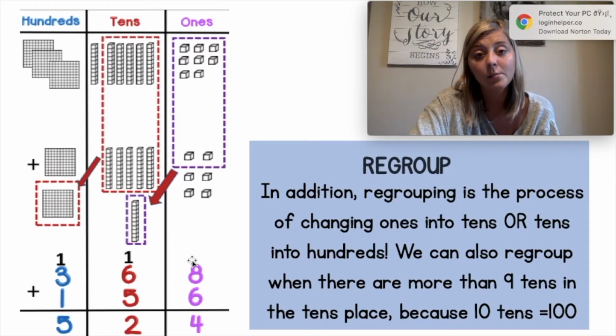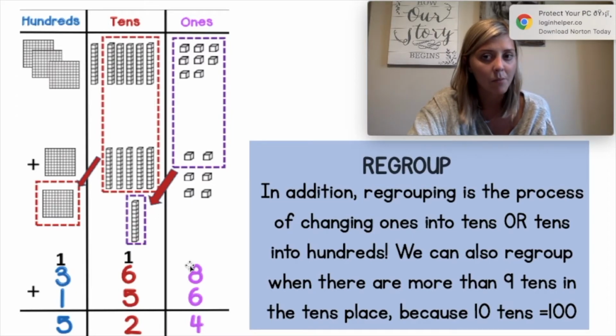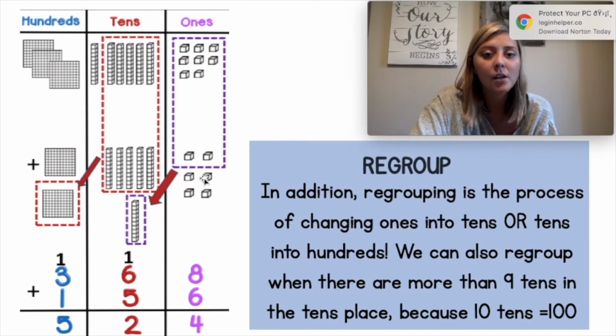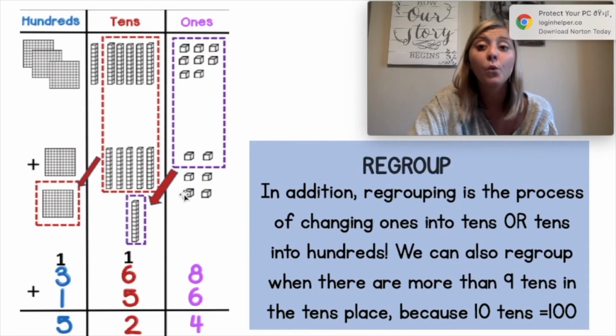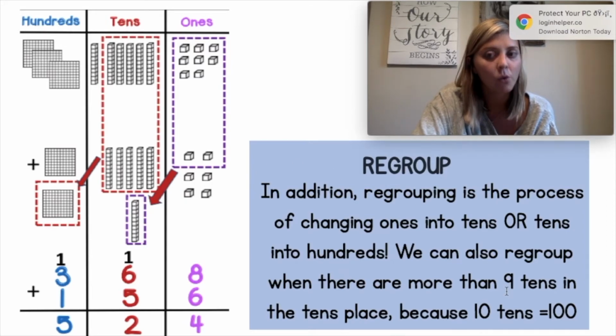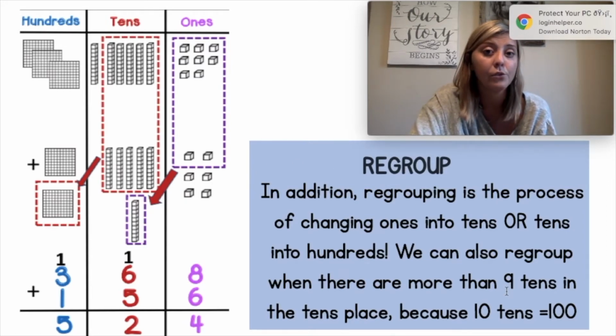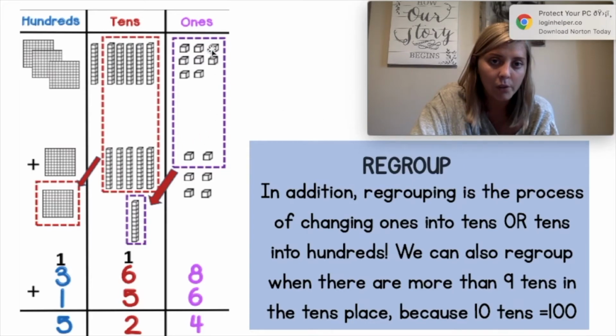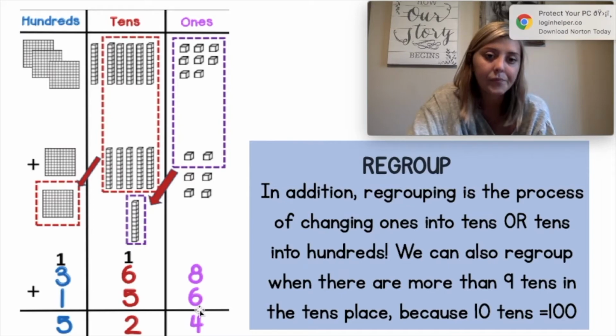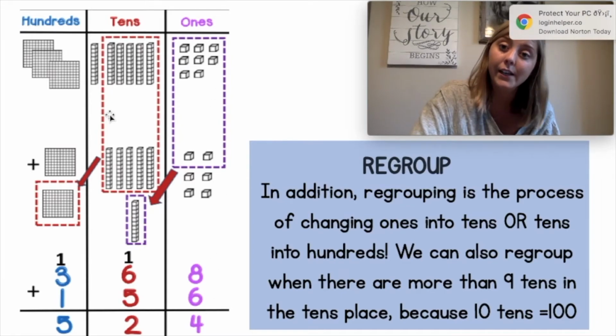We start at our ones place because they're very smart and they remember to start at the ones when they do a base 10 model. 8 ones plus 6 ones would equal 14 ones. 14 is bigger than 9, so we're going to have to regroup 10 of those ones. So they took 10 of those 14 ones and they made a new 10 stick. They had 4 left.